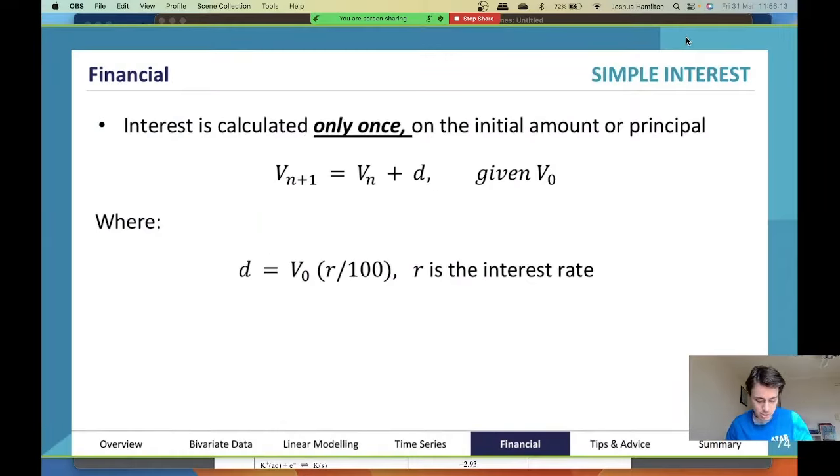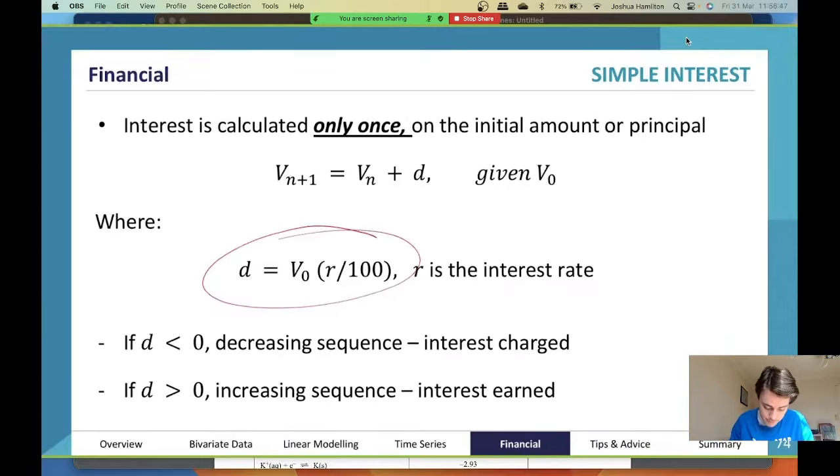So let's go through each of the different types of interest. We're going to go through simple interest and then compound interest, and then we'll go through our depreciations after. We'll start off with simple interest. Simple interest is, as it says, simple. This shouldn't be difficult. Interest is calculated only once on the initial amount of the principal. So essentially, the D value here is found using this formula. The best way to go through this is an example, but essentially, interest is earned on the original value and it's added every time.